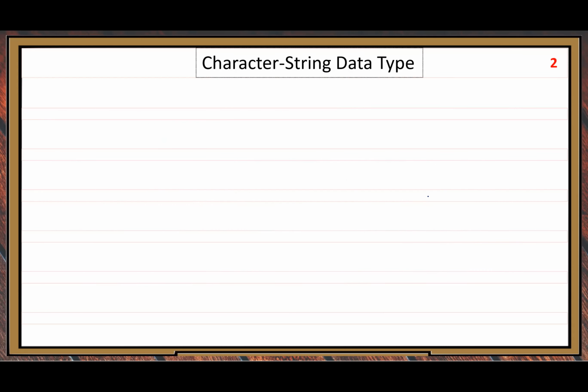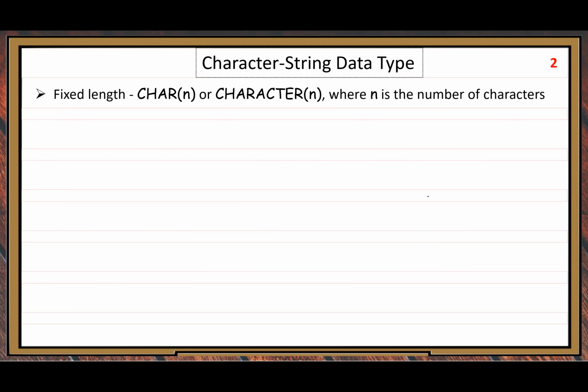Next, character string data type. There are two different ways people can specify this type of data. The first type is called fixed length.